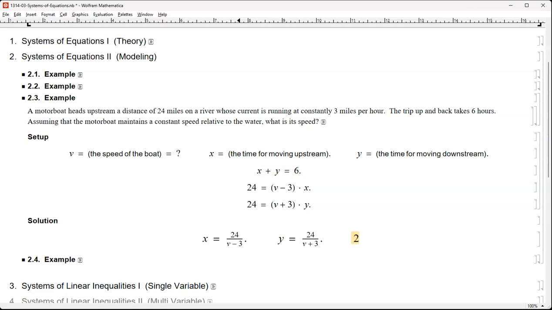In place of x, we get 24 divided by v minus 3. And then instead of y, we get 24 over v plus 3, and that adds up to 6. And what do we have? We have an equation that we went through in lesson 1. Remember this? In lesson 1, we went through this kind of problems.